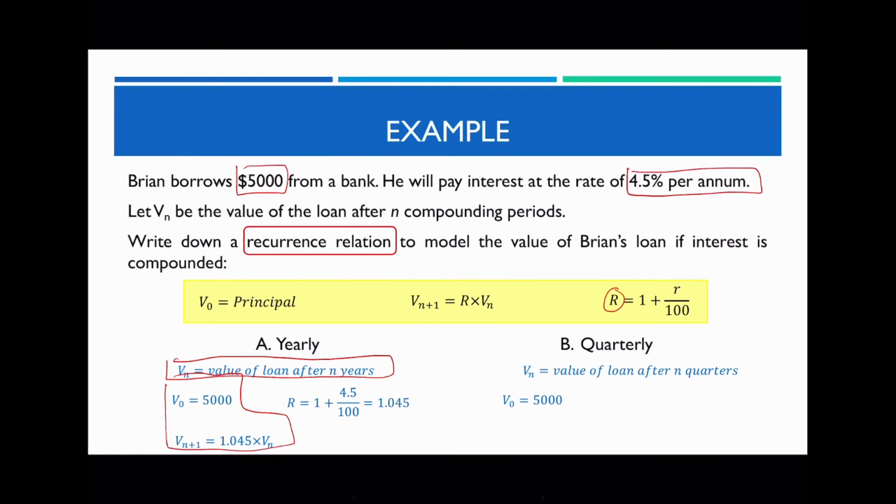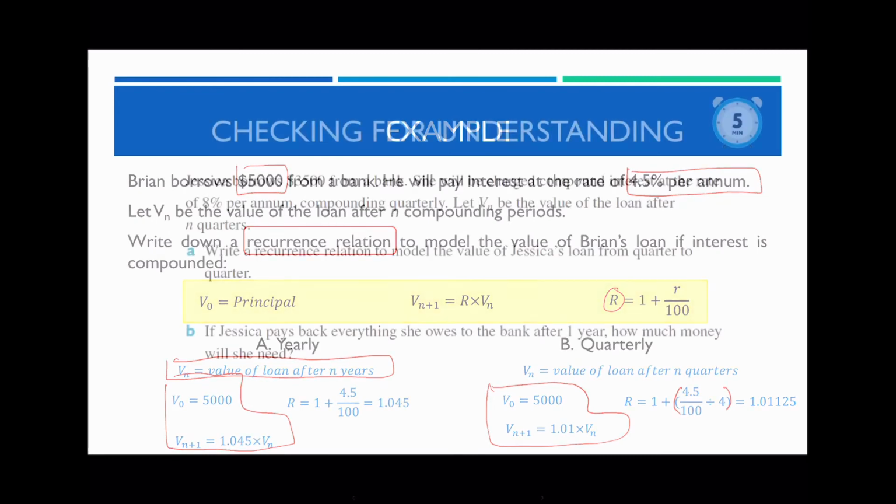But since you're trying to find out the value after n quarters, you need to divide it by 4 since there's 4 quarters, okay? So as you can see over here, I put this in brackets and I've divided that by 4. And as you can see, my interest rate is a bit different. My R is now going to be 1.01125. So therefore, this is going to be my final answer. If you do encounter a question that says monthly, it's going to be a bit different. You would divide by 12, since there are 12 months within a year. Biannually would be the same thing: biannually is 2 times, therefore you divide by 2, okay?